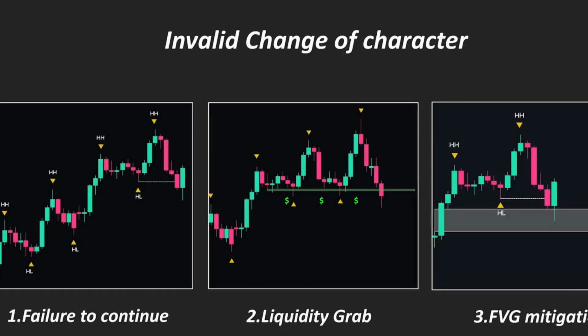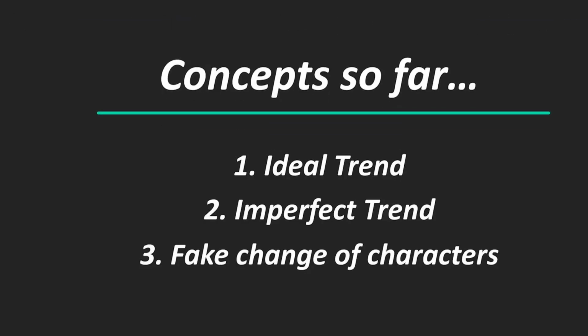These are situations where we do not treat the change of character as a true reversal or place sell orders. By identifying invalid changes of character, you can filter out false signals and focus on stronger, more reliable reversal setups, helping you stay on the right side of the market. So far, we have discussed ideal trends, imperfect trends, and fake change of character signals. Now, let's continue with real reversals.